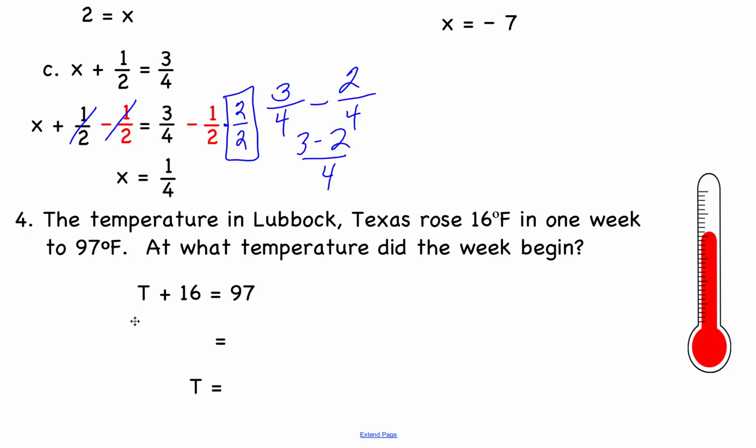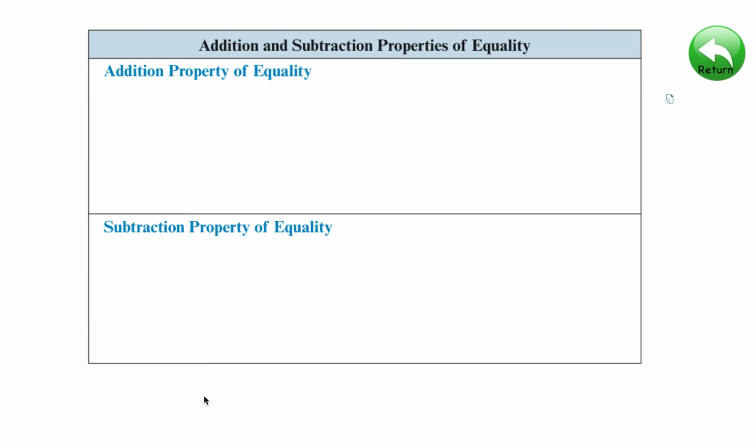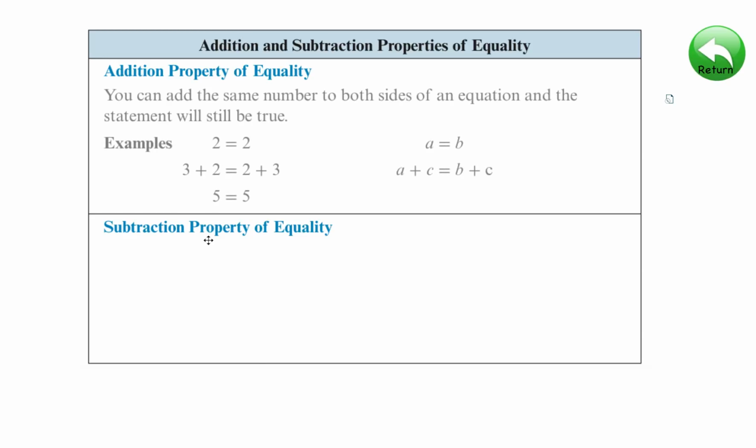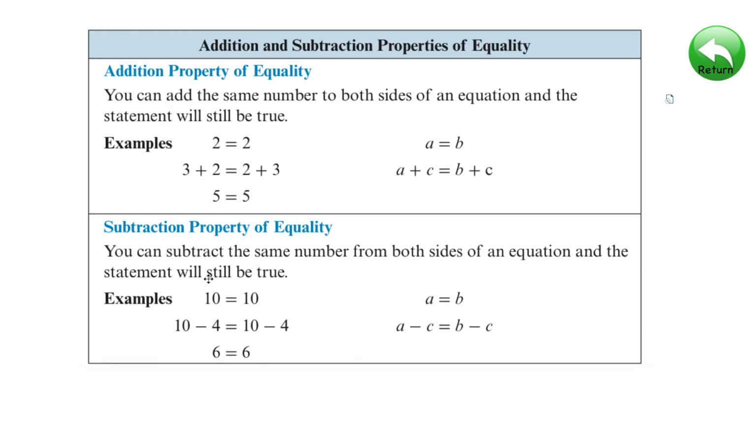Well, how do we find out what temperature it started at? We need to get rid of this plus 16. So the opposite is to subtract 16. And whatever I do on one side, I must do on the other. The 16's add to 0, and we get 81 degrees. And this is our addition and subtraction property of equality that I gave you before. If you need to see those, I'll go ahead and reveal those again for you to write down.